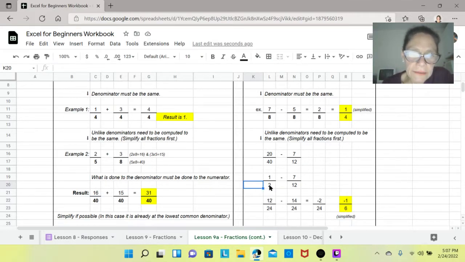So same thing. 2 times 12 is 24. 1 times 12 is 12. Then you have to do the same here. 12 times 2 is 24. 7 times 2 is 14. So now you can minus it.